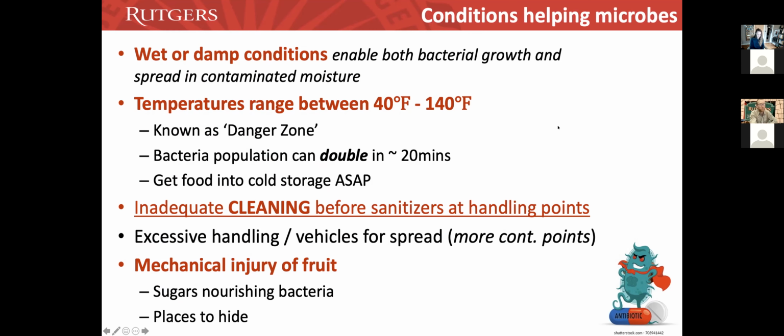Temperature ranges between 40 and 140 degrees Fahrenheit are considered the danger zone. And unfortunately, that's where most of life on this planet operates. Bacterial populations can double every 20 minutes. And if food storage is part of your processing system, the quicker you can get them into cold storage, the better off you're going to be because you're removing it from this critical temperature range.